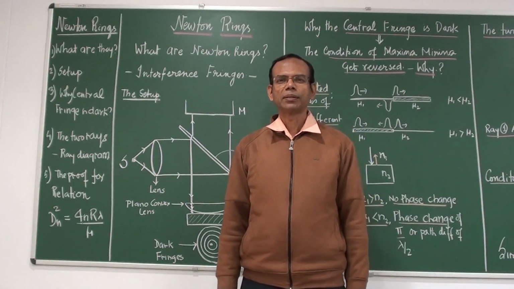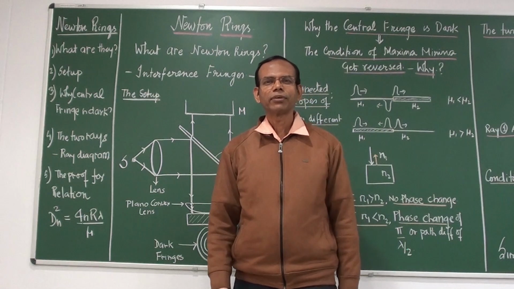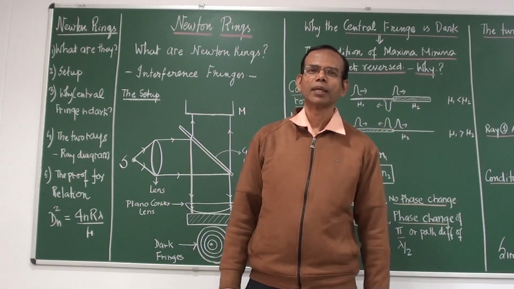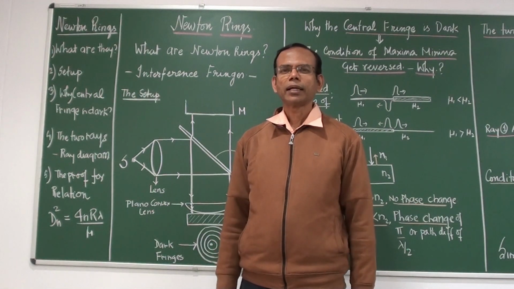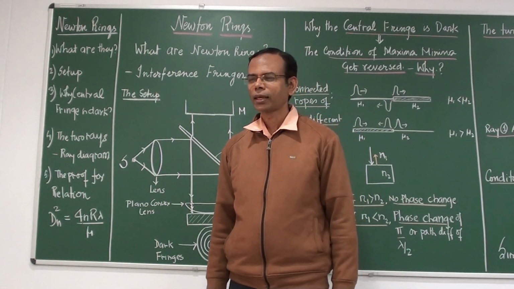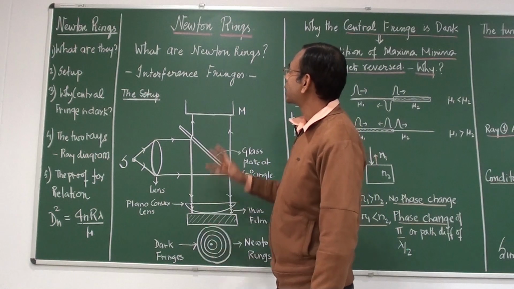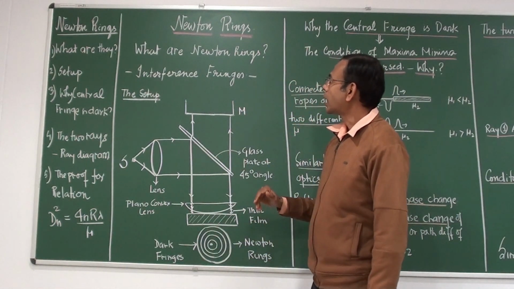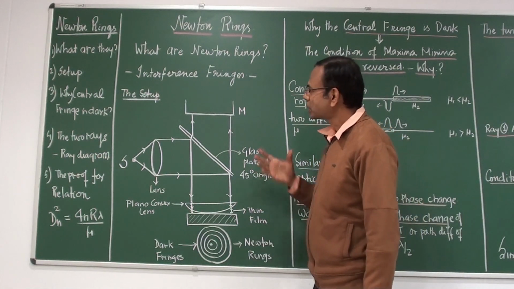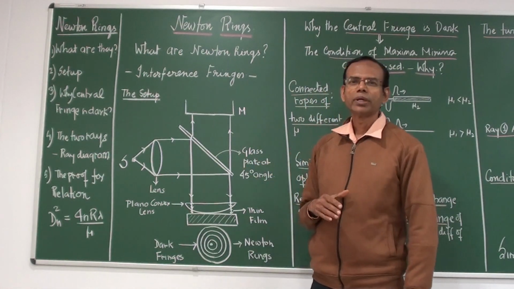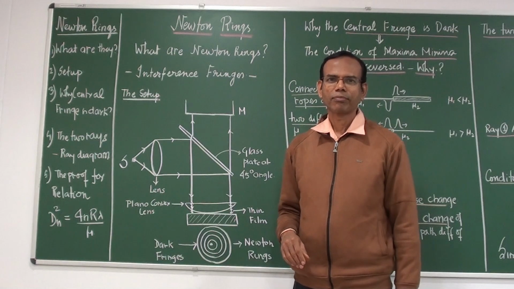Today we are going to learn about a very important topic in physics, in optics especially, and that is Newton rings. Now, what are Newton rings actually? Newton rings are a kind of interference fringes.